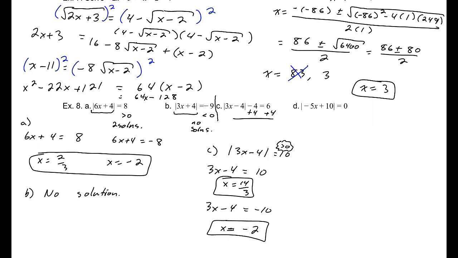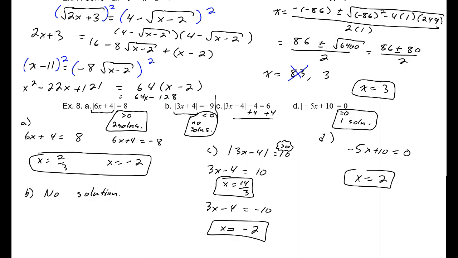All right, well, part D, we have equals 0, so there is one solution. I want to make sure you remember this. This is something we want to check as we're going. So there's one solution, and that is when negative 5x plus 10 equals 0. Subtracting 10 from both sides, dividing by negative 5, x equals 2.